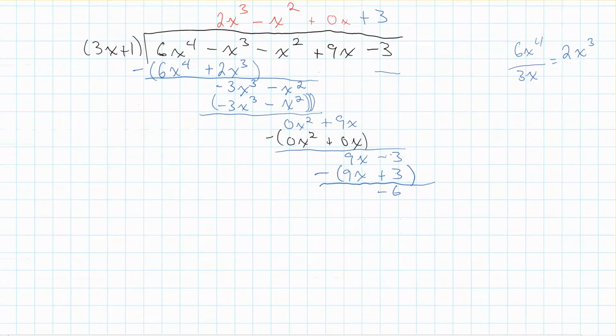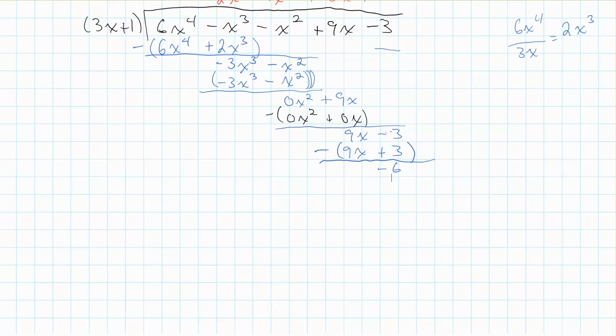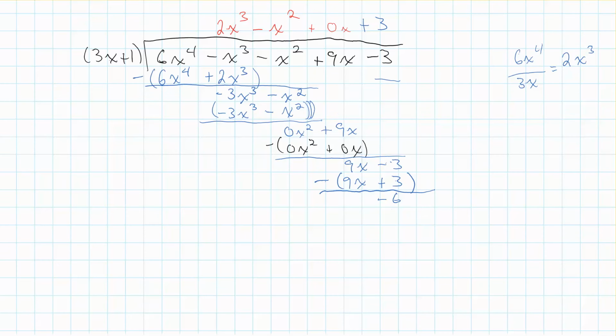And so the way you would write this answer is that this is equal to the division. I won't rewrite the problem out. It's equal to 2x cubed minus x squared plus 3, and then we write minus 6 over 3x plus 1, because it's not just remainder 6, it's minus 6 over what you've been dividing.